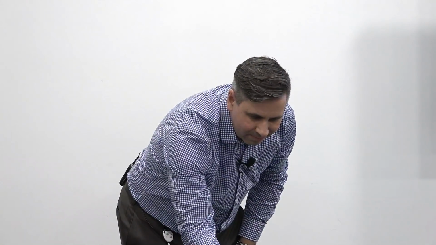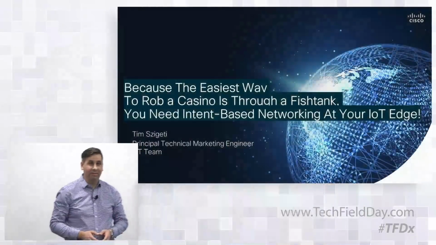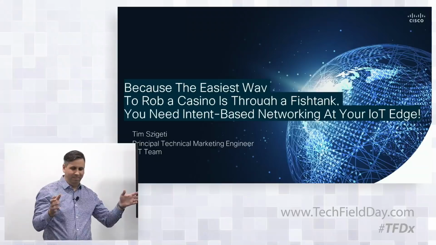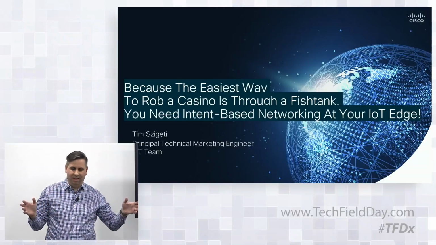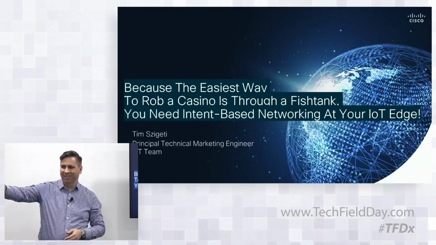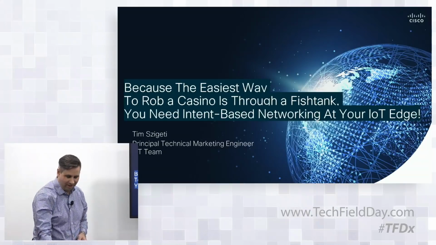The title I've chosen today is a nice, short, abbreviated, easy to remember title, and so I'm going to have to read it. So, because the easiest way to rob a casino is through a fish tank, you need intent-based networking at your IoT edge. Okay, so what am I talking about here?